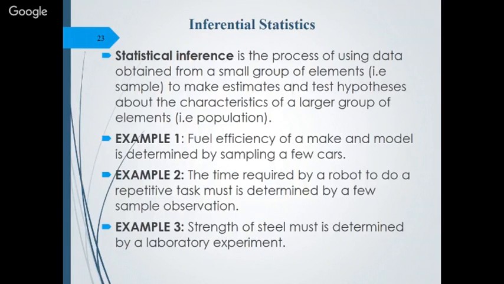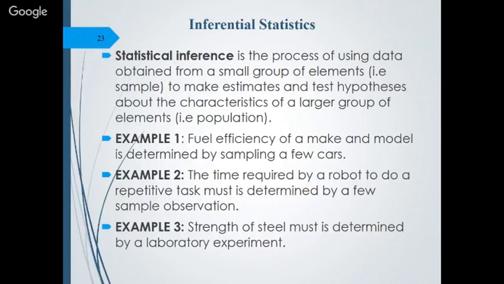The second is the time required by the robot to do a respective repeated task, which must be determined by a few sample observations. So we manufactured a robot to undertake a particular task. Now mechanization is going on. So we prepared a robot to do a particular task. We can't say the time taken for a particular task is fixed; it may vary with the efficiency of that robot from time to time.